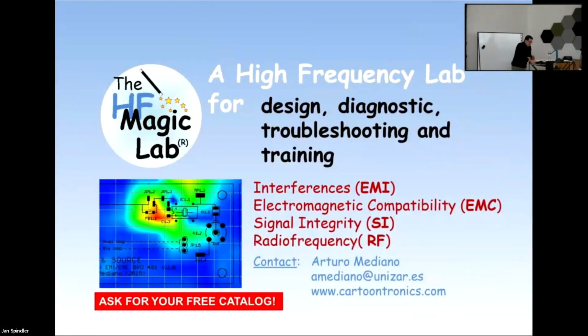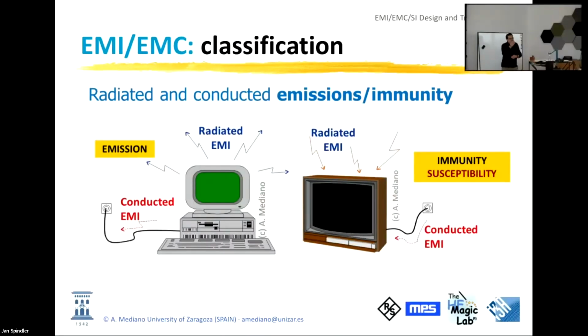Let's start with the problem. Remember, we are interested in EMC, so you must be interested in two different ways. You need to consider emissions, and you need to consider immunity. Many companies are especially worried about emissions. Don't forget immunity. If you have a very important problem in immunity, usually the solution is more difficult than solving emissions problems. And remember, in radiated or conducted emissions and immunity, you need to identify who is the culprit and who is the victim. This is the general view.